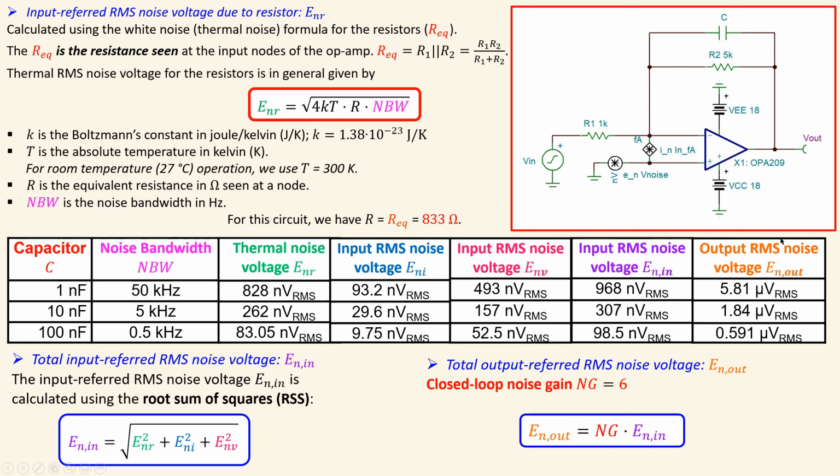You can see again that the noise at the input and also of course consequently at the output will decrease if you increase your capacitor, so you have more noise filtering. Okay, that is for now, and let's also look at the signal-to-noise ratio, SNR.